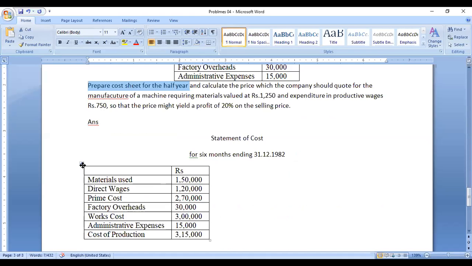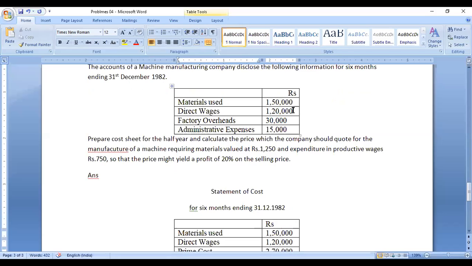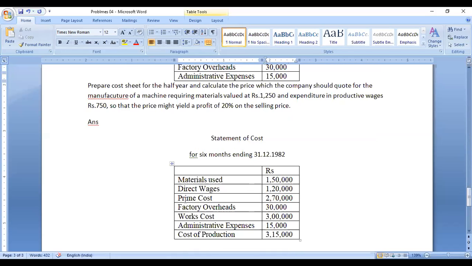Yeah, right. I will show you this one. All the information I will put it here. Direct materials used 1,50,000. This is the question itself. Direct wages, it is given. If you add the two values, you get the prime cost. So this is the first and foremost answer.